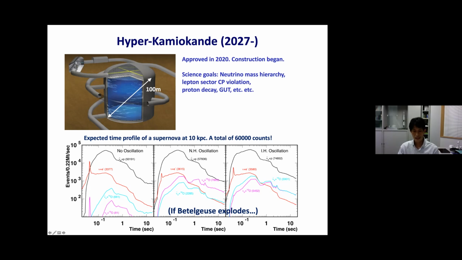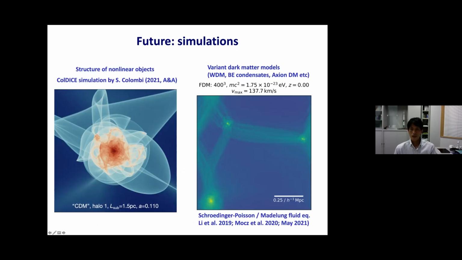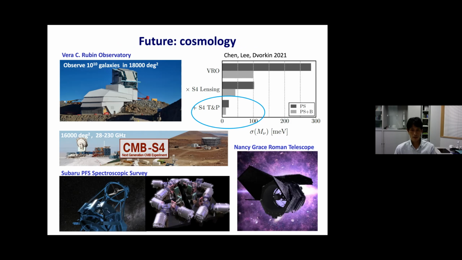One nice catchy example is if Betelgeuse explodes nearby, it generates a lot of supernova neutrinos. Then Hyper-Kamiokande will detect a total of 60,000 neutrino counts. Depending on the exact neutrino mass hierarchy, normal or inverted, the event rate as a function of the arrival time of these neutrinos will be different. Only if it happens, say, in the next 20 years. All right, so both cosmology and particle experiments do very well.